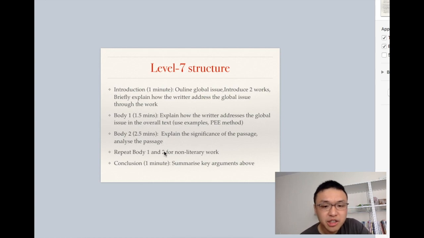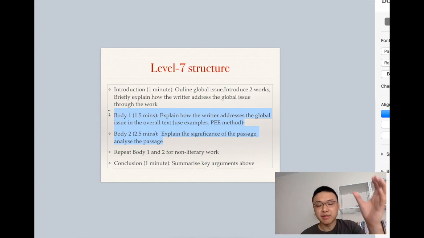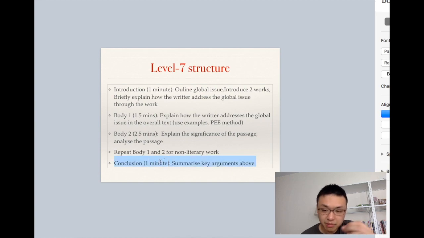Now, then you repeat these two body paragraphs, but for your non-literary work, right? So after you talk about your literary work, then you go to non-literary work, right? So you should use about 4 minutes for each, right? Yeah, 4 minutes for the literary work, 4 minutes for the non-literary work, and then you can make your conclusion. Just summarize the key arguments that you have made, right? So this is really the structure that I think you should follow.